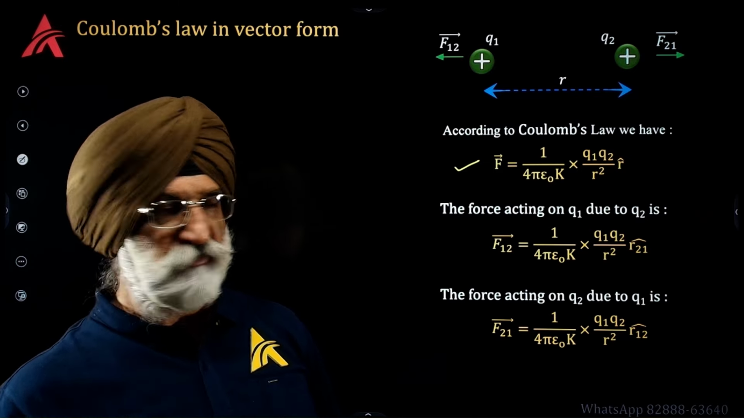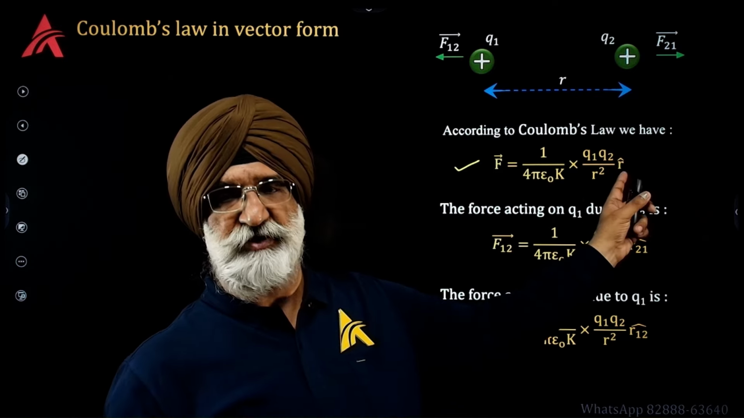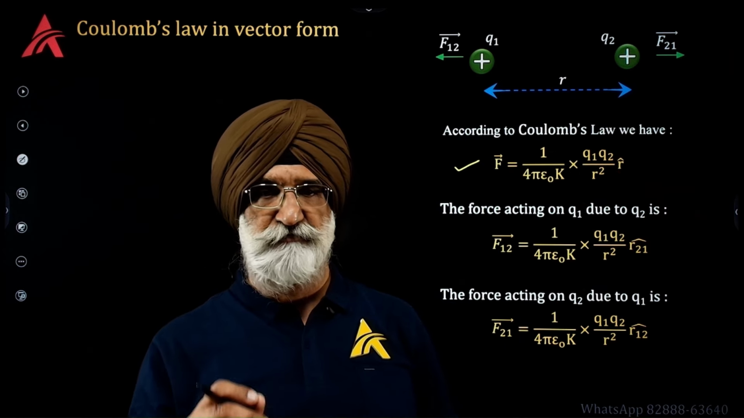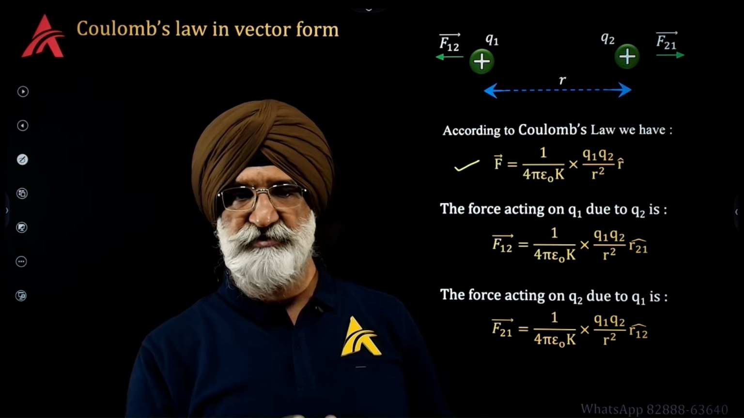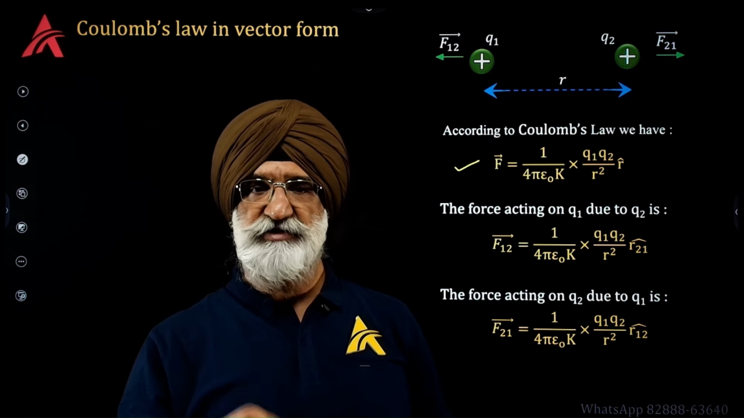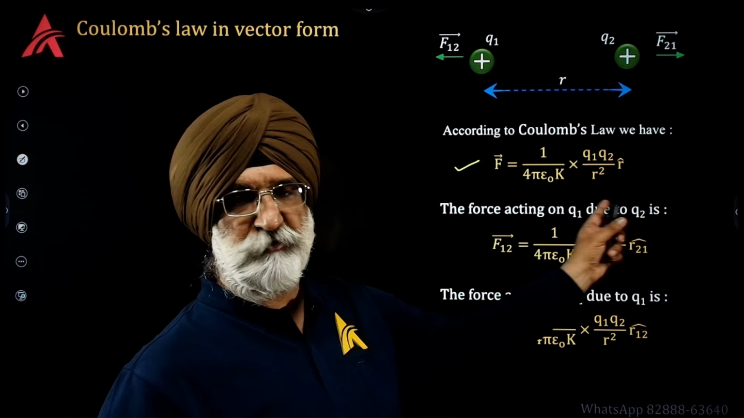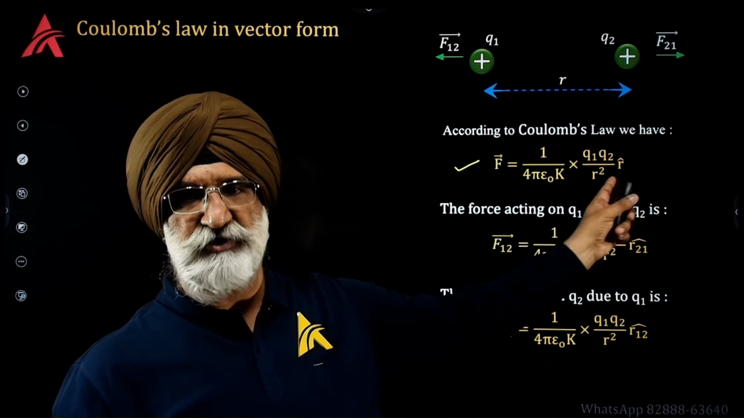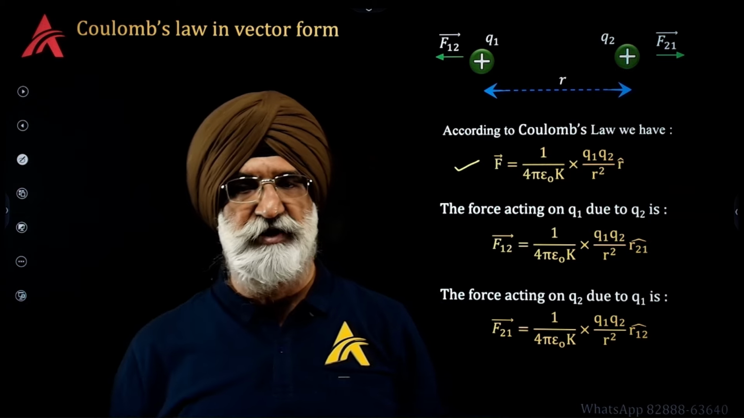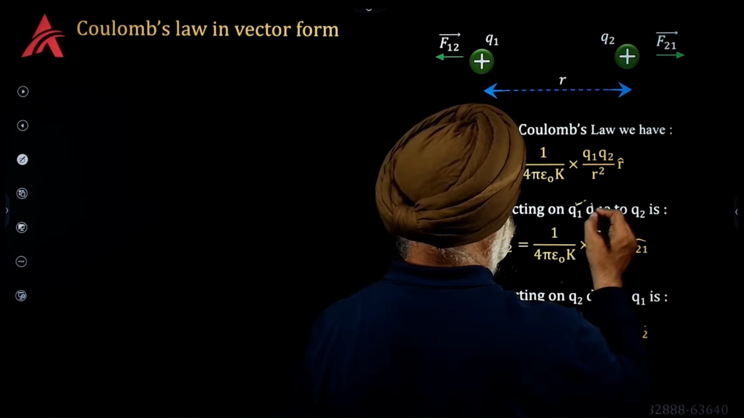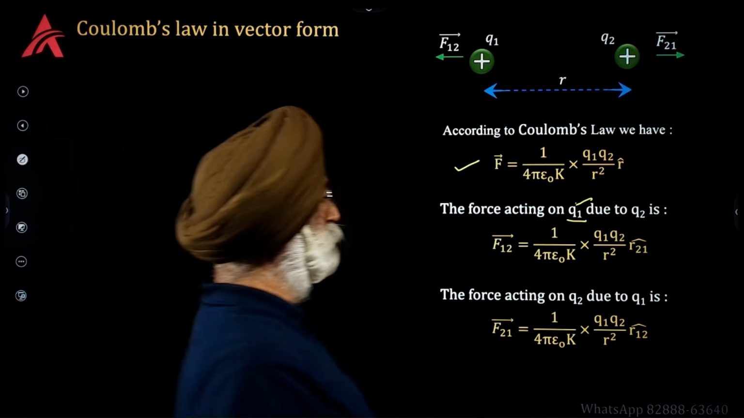If it is the vector formula, then we have to give some direction. r cap is a unit vector pointing in the direction of force. The force is a vector quantity. It requires magnitude as well as direction. The magnitude is 1 upon 4 pi epsilon naught, k Q1 Q2 upon r square, and the direction is given by r cap.